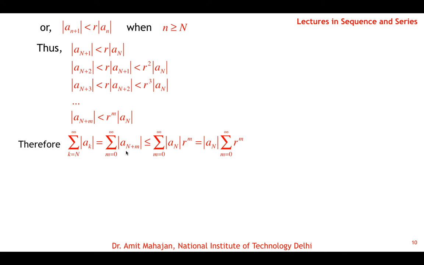Okay, and the modulus of a of N plus m, we just calculated it as less than r power m times the modulus of a of N. So we just plug this value here, so it is less than or equal to the sum from m equals 0 to infinity of the modulus of a of N times r power m. And so when m goes from 0 to infinity, the modulus of a of N is a fixed number, it goes outside the series. So we have the series m from 0 to infinity on r power m, and we know that this is a geometric series.